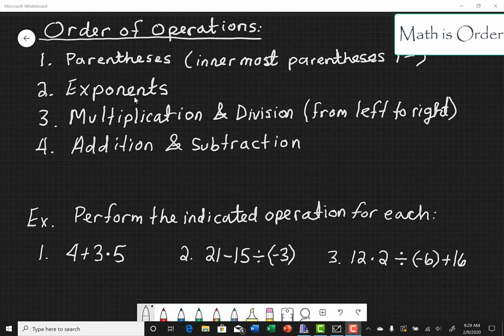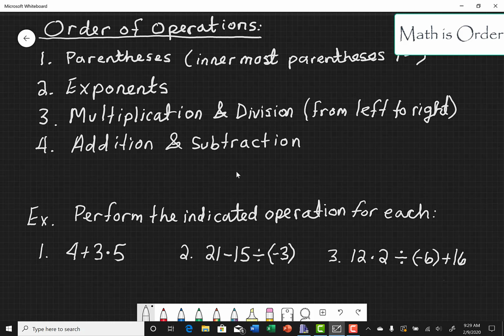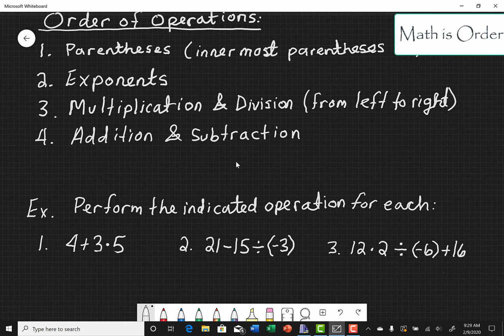Next, we carry out anything involving exponents. And next, we should carry out any simplification involving multiplication and division. And if there are both division and multiplication, we should proceed in order from left to right. And next, addition and subtraction. All right, let's carry out the order of operations on these few examples here.